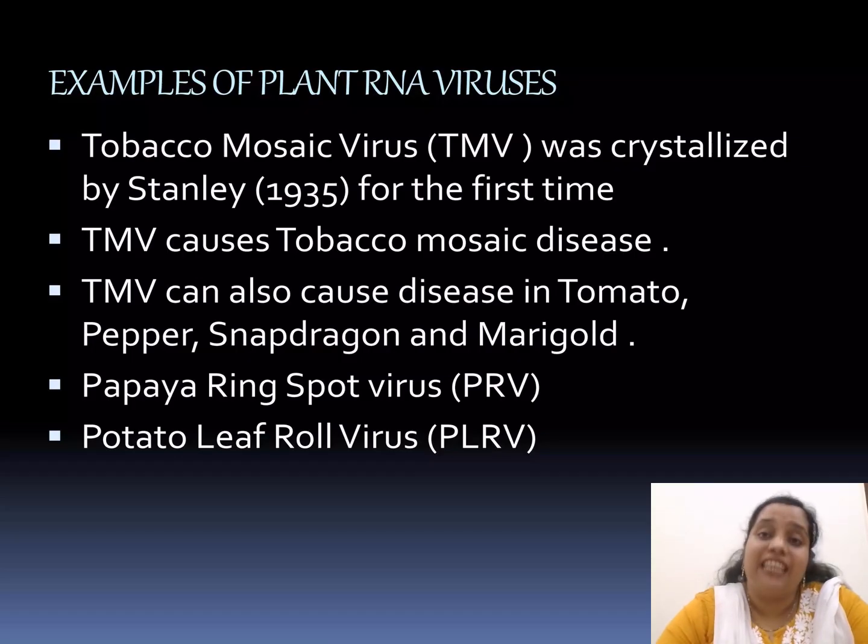Next, if you talk of examples of plant RNA viruses, tobacco mosaic virus was one example, which was crystallized by Stanley in 1935 for the first time. The TMV, tobacco mosaic virus, causes tobacco mosaic disease. It also causes disease in tomato, pepper, snapdragon, and marigold. There are several other types of plant RNA viruses, such as papaya ring spot virus or potato leaf roll virus.